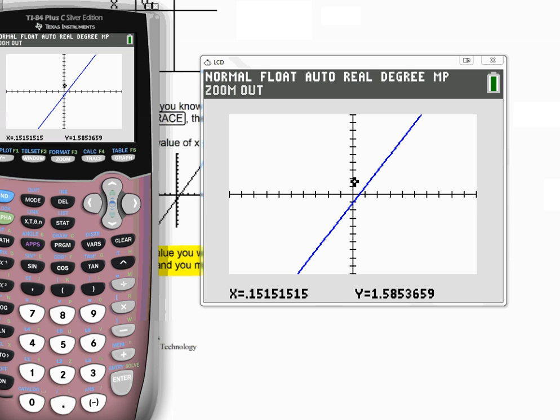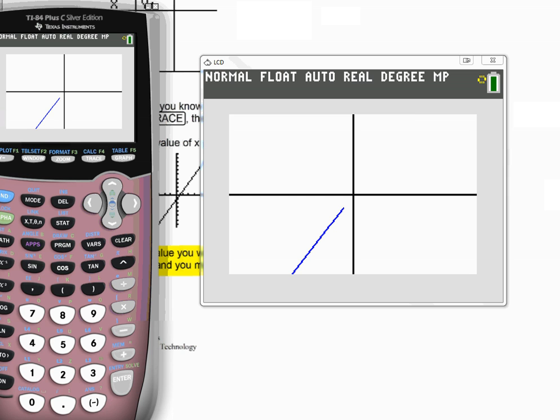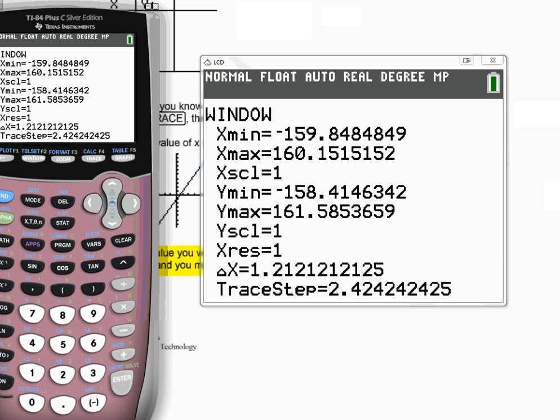But nothing happens until you push enter. So you won't ever really have to move that cursor. You just have to push enter. So if you push enter, it's going to zoom out. Now notice it doesn't change your scale. Okay? And you can keep pushing enter and it will continue zooming out. And if you want to see what the windows are, you push the window button. And so I zoomed out twice. And so my calculator made this my window settings.